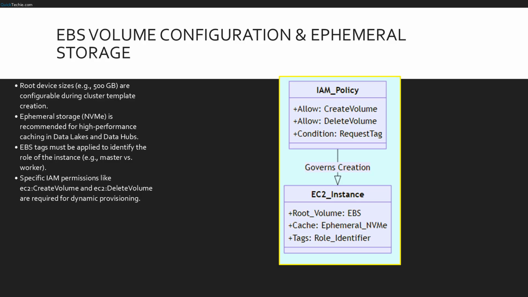This diagram maps the relationship between the EC2 instance structure and the IAM policy. The instance contains the root EBS volume and optional ephemeral NVMe cache. The IAM policy on the right acts as the governance layer, explicitly permitting the creation and deletion of these volumes based on specific tags, ensuring that storage is only provisioned for authorized cluster activities.